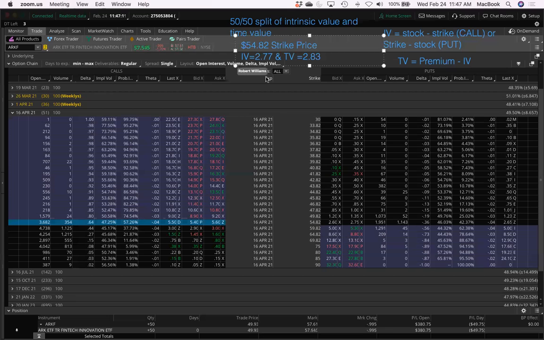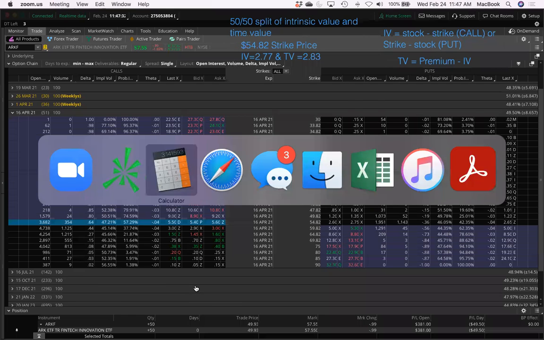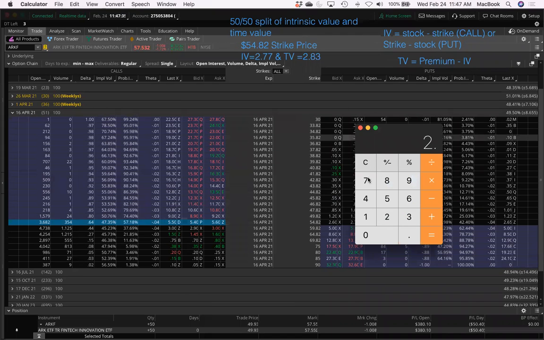So for the $54.82 strike, the intrinsic value is 2.77 and the time value is 2.83. The premium here is $5.60. So that's pretty close to 50-50, right? If we just pull back up the calculator, you're looking at 2.77 divided by 5.6 of the premium, 49.4%. So that is pretty much the 50-50 split of intrinsic value and time value.